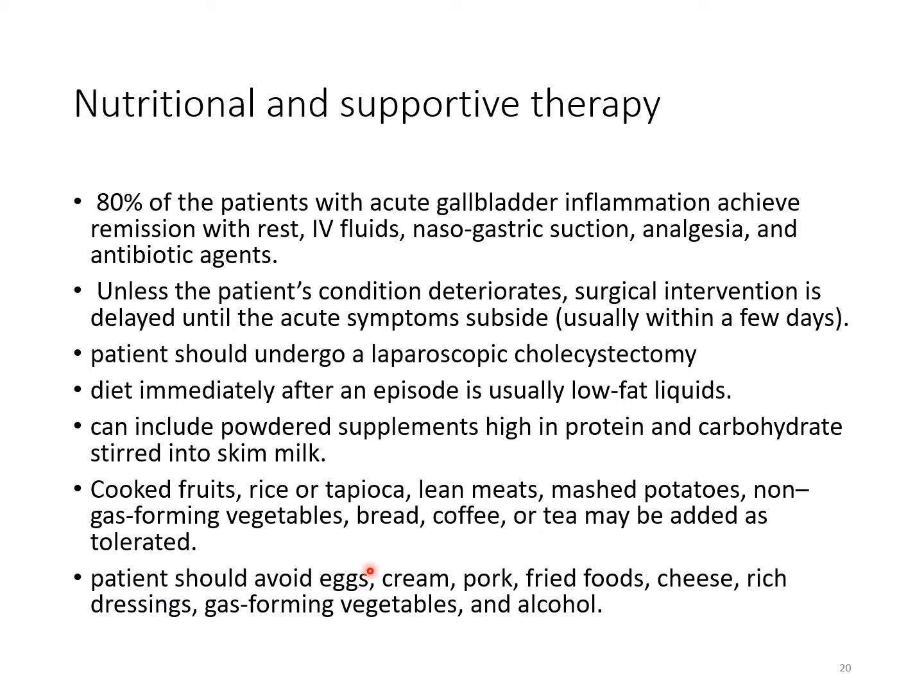So no eggs, cream. Well, I shouldn't say no. I'm going to say avoid. Fried foods, cheese, rich dressings, gas-forming vegetables, and alcohol. So you want to avoid them as much as possible. Your book will say that there's really no restriction necessarily in terms of fat, but most patients do not do well with fat. So once again, you have to be patient-specific and see how they are doing.